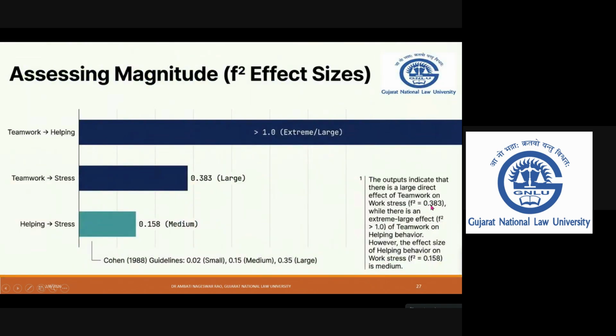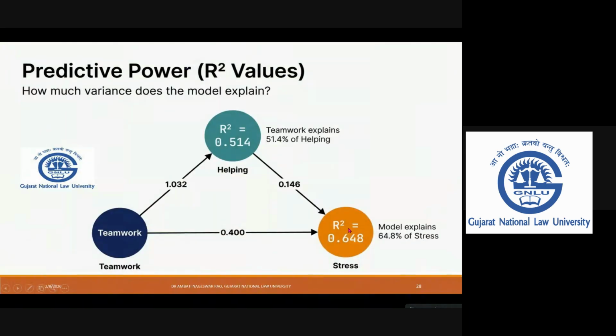We are taking the help of F-square while interpreting your reports and your findings. While there is an extremely large effect of teamwork on helping behavior, however, the effect size of helping behavior on work stress, that is the F-square, is 0.15. Okay, we have discussed that.